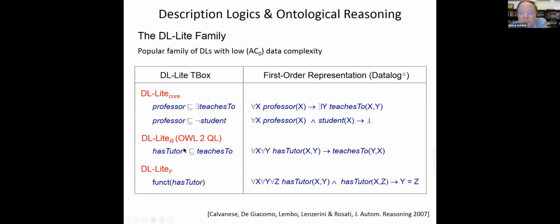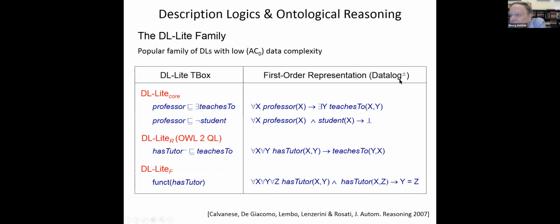And has tutor minus included in teaches to can now also be translated into a rule: for each x, y, if has tutor x y, then teaches to y x. And then we also have some functionality axioms. Has tutor is functional. So for each x, y, z, if x has a tutor y and x has a tutor z, then y must be equal to z. Okay.